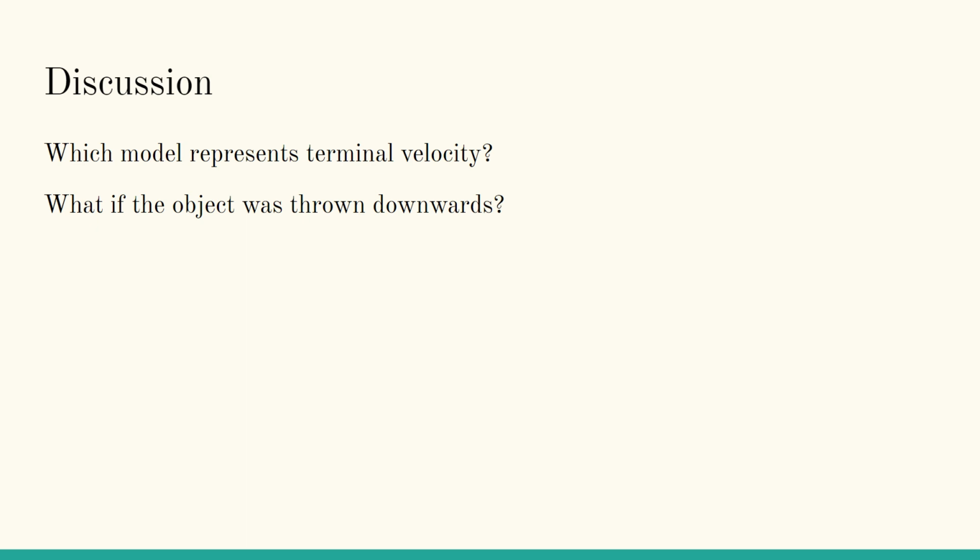Terminal velocity occurs when drag cancels out with gravity. Drag will slow the object down to terminal velocity, and gravity will speed it up. The terminal velocity will always be the same, though.